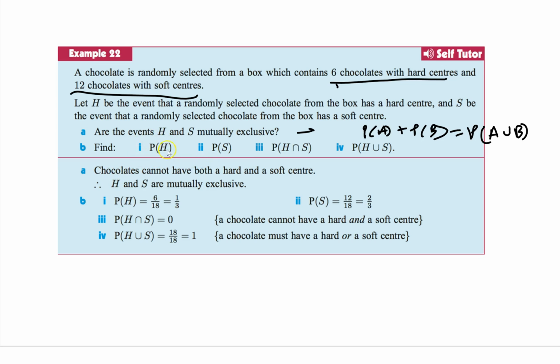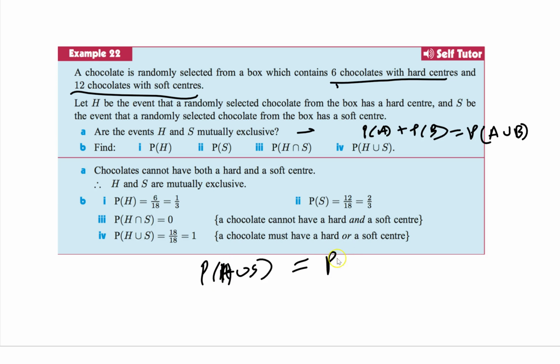Then they want the probability of H. That's easy, 6/18. Probability of S, 12/18. And then look at the intersection. Well, they have nothing in common, so 0. And then if you want to find the union, again, we could just use our formula, either this one or my best friend. Only friend. Kidding, kind of.